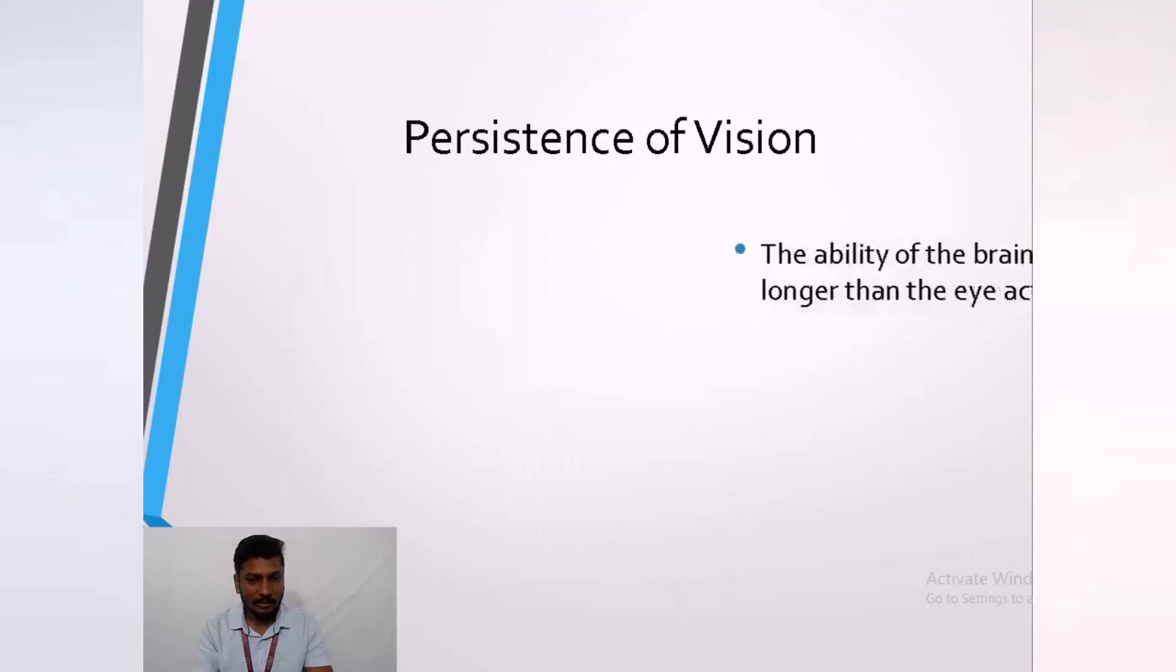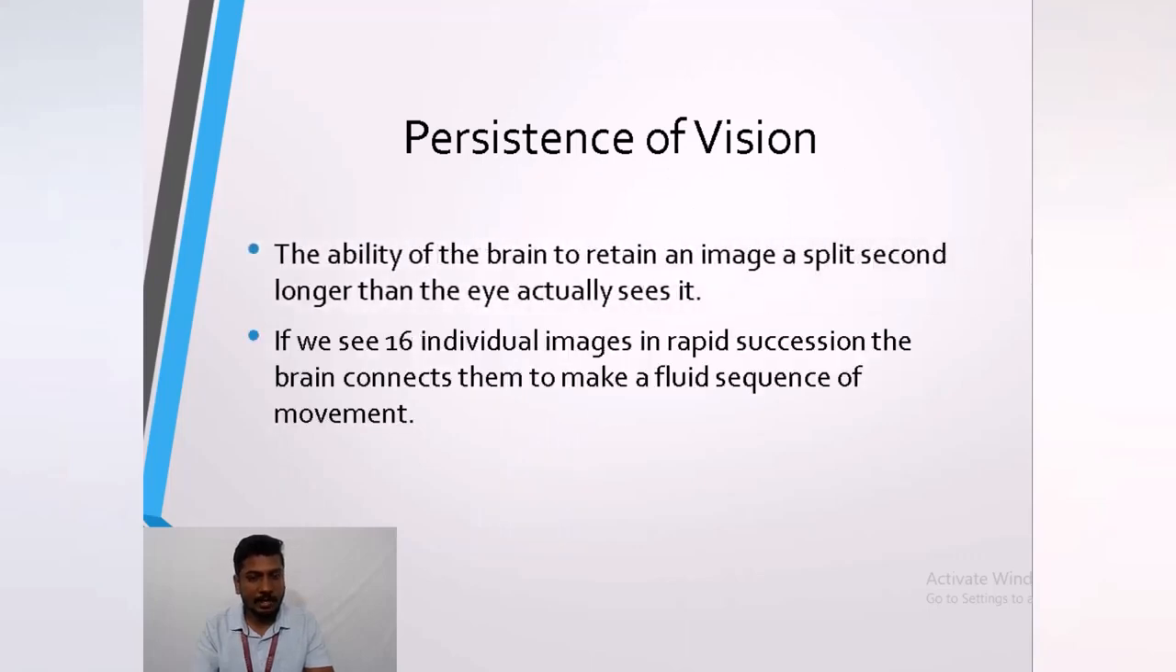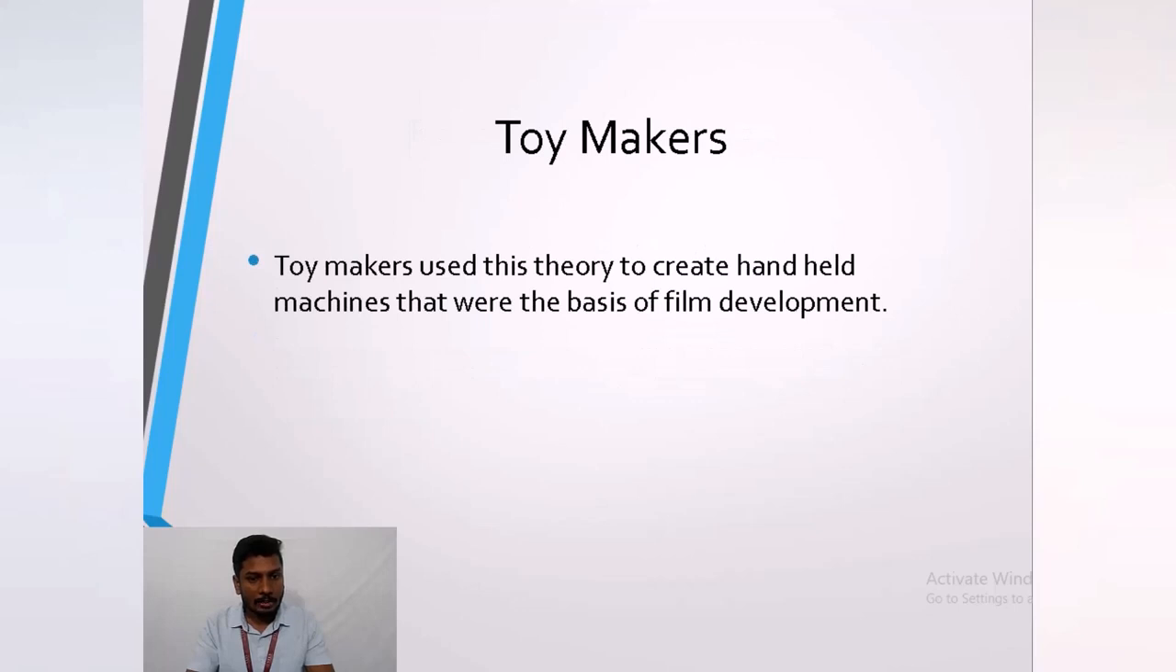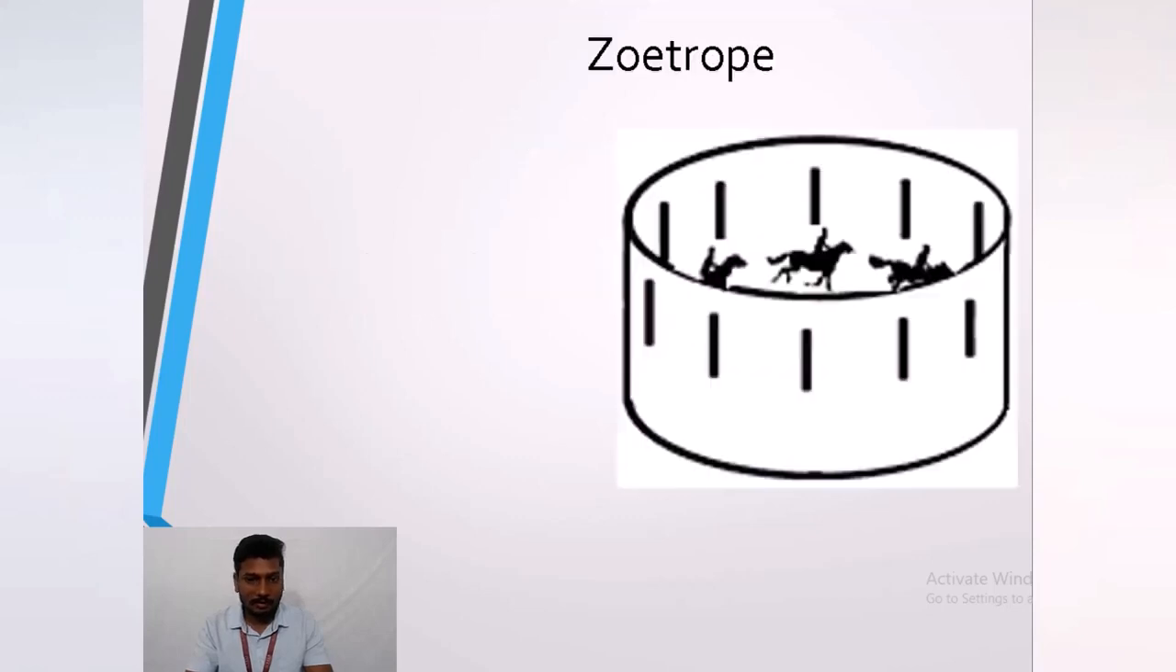Persistence of vision: the ability of the brain to retain an image a split second longer than the eye actually sees. If we see 16 individual images in rapid succession, the brain connects them to make a fluid sequence of movement. Toy makers used this theory to create handheld machines that were the basis of film development.